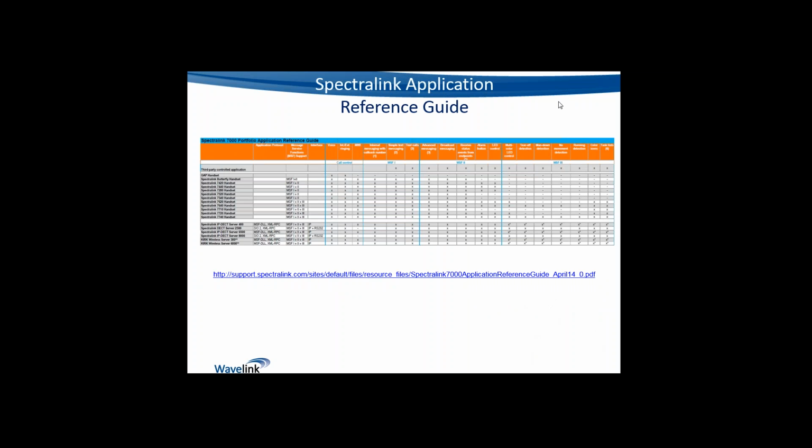This table here, which I can fully appreciate you probably can't see that well, so in later slides I'm going to zoom into it and look at various components that I think will give some context around what we're talking about today. But this is effectively Spectralink's application reference guide, and it's really a matrix that shows you the various hardware components in their solution and what we can take advantage of as far as getting the outcome of integrating those applications into the solution.